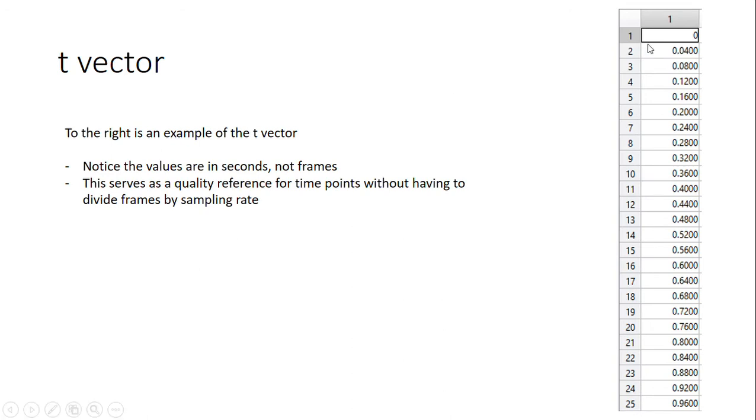So here you'll see time point 1 is actual seconds 0. Time point 2 is 4/100ths of a second. So to convert to sampling rate, you would just, what is that? Multiply that by the sampling frequency, or divide the seconds by the sampling frequency. Math has not been my strong suit as of late. But you basically have the frames here simply converted into seconds.